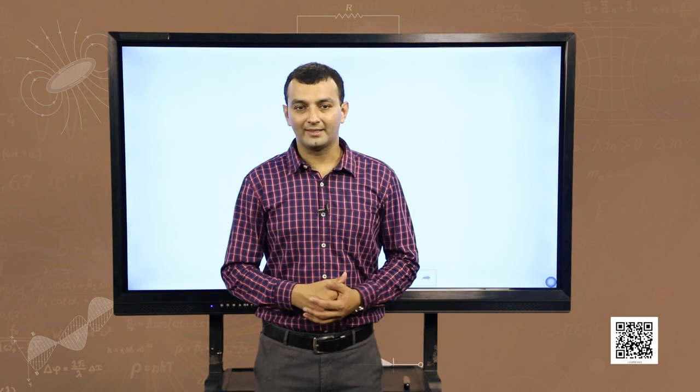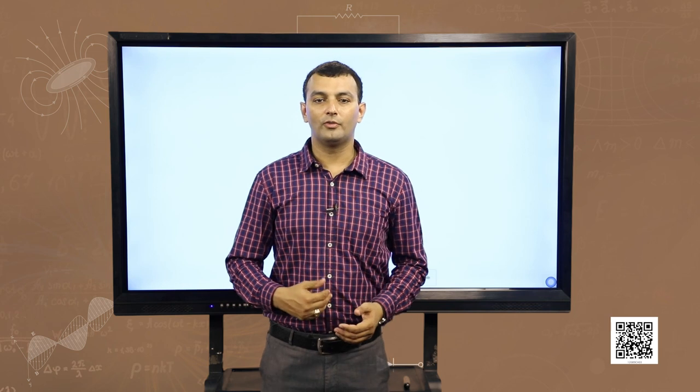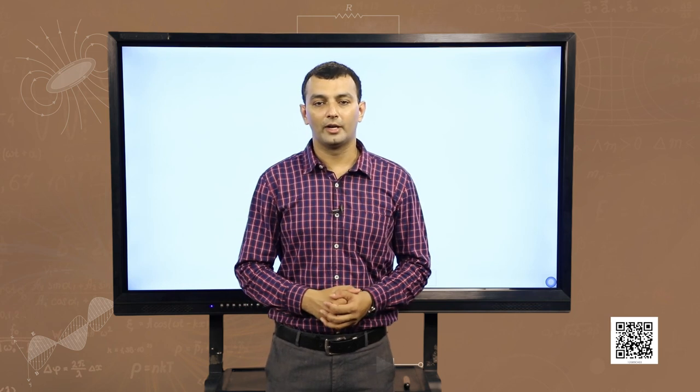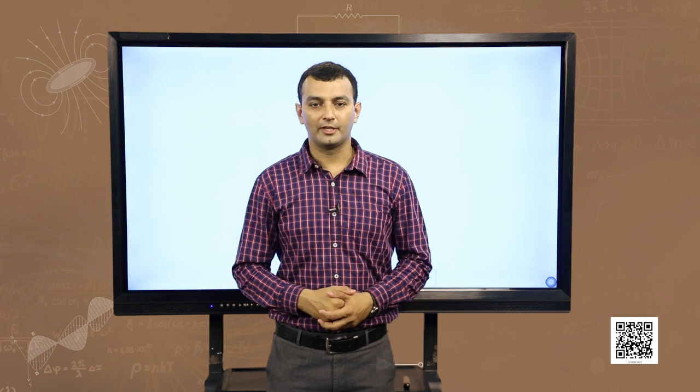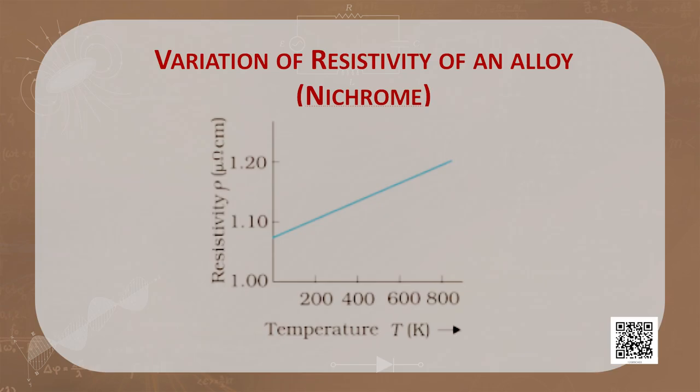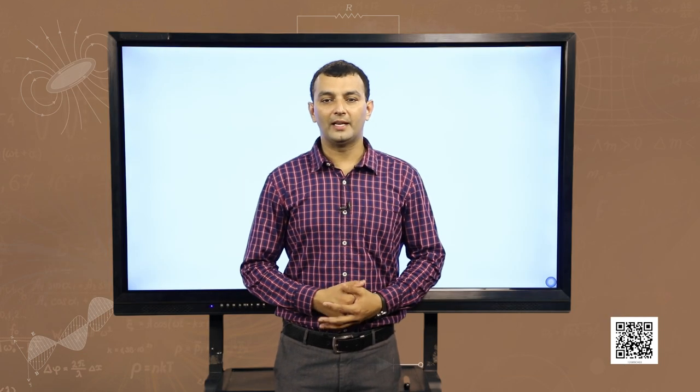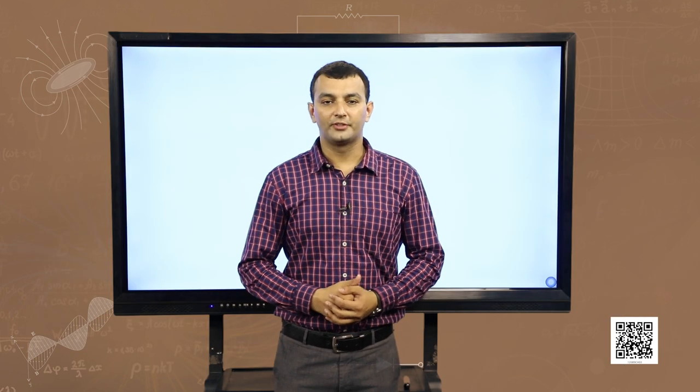Now the second variation is variation of resistivity of an alloy, and example is nichrome. Here you see a curve between resistivity and temperature again. This time, for a change, the curve is a straight line. So we can see that the variation of resistivity with respect to temperature is uniform, and moreover, it is very small. Resistivity of nichrome changes very little, and that too at a constant rate.